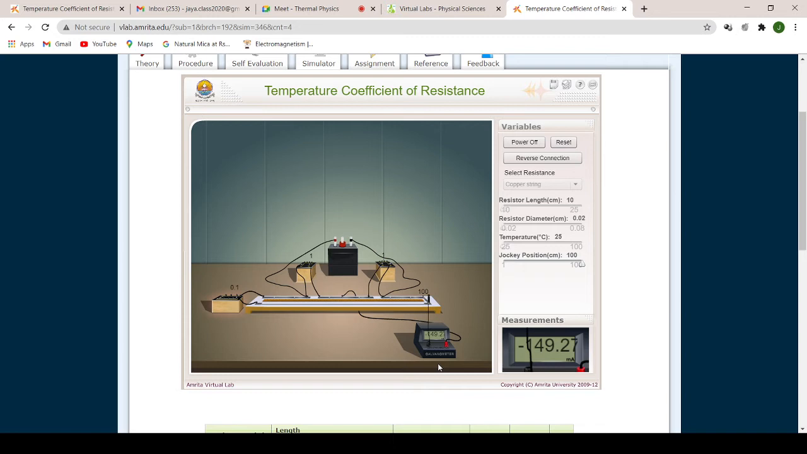On a wire over there. All that is given in the theory. Okay, so there is a wire. If you see my cursor here, the wire starts from here and goes till here. So it is mostly 1 meter in length.